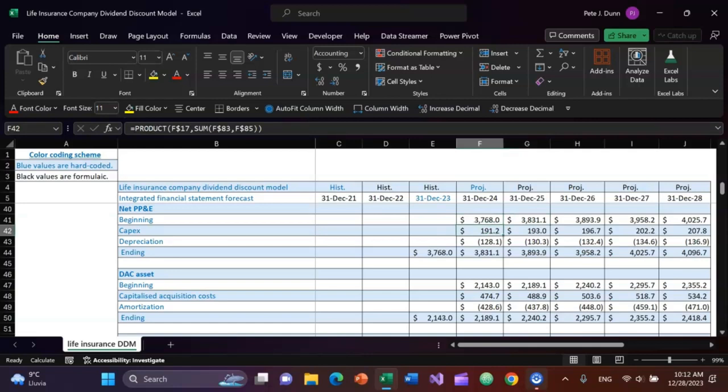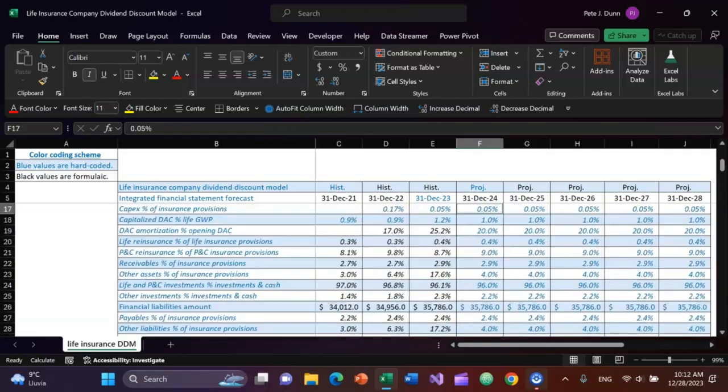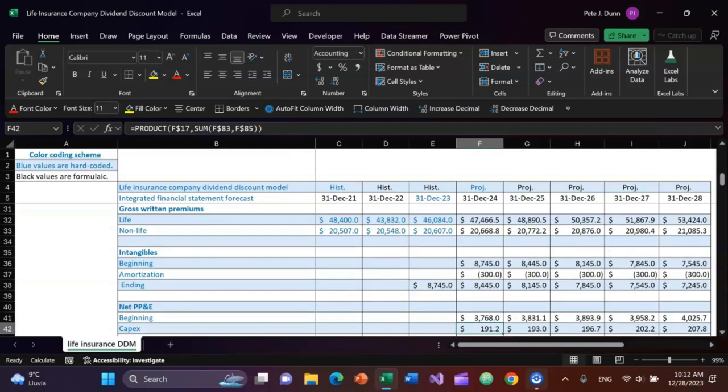CapEx is a product of the insurance provisions and an assumption in row 17. So I'll do Control Left Bracket to show you that again. Again, CapEx as a percentage of insurance provisions is assumed to be 5 basis points per annum throughout the forecast. F5, Enter to get back.